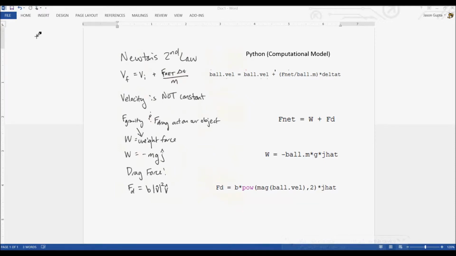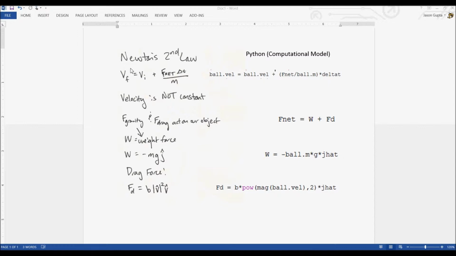Hello. Today we will be observing the motion of a falling stress ball to test the efficiency of Newton's second law of motion. We will compare our observational data to a computational model with and without drag force. First, let's look at Newton's second law and the forces acting on our object.